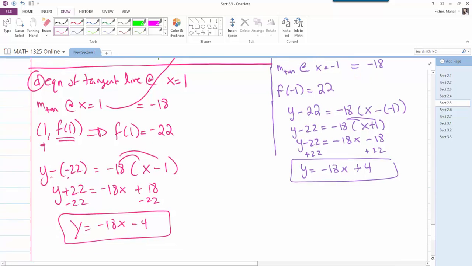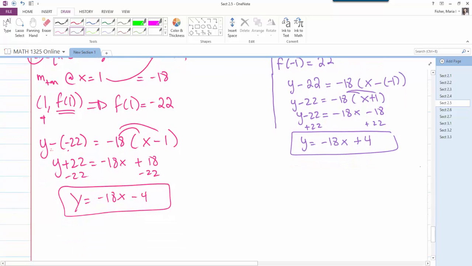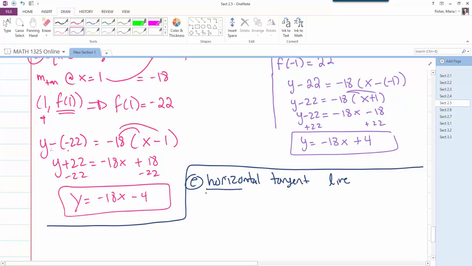The very last portion is asking us to figure out where you have a horizontal tangent line. So part E. Anytime you're asked to find horizontal tangents, what you need to do is figure out where is m tangent equal to 0. Well, how do you do that? You will always set the derivative equal to 0 and solve for the variable. Set the derivative equal to 0 and solve for the variable.